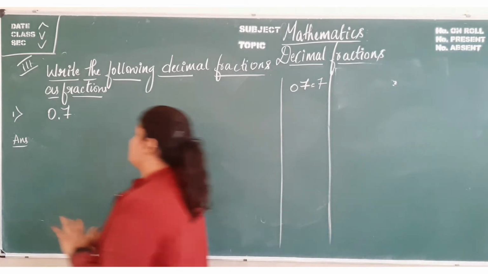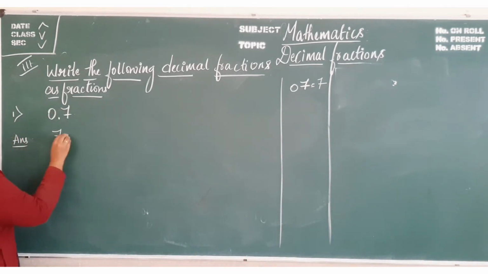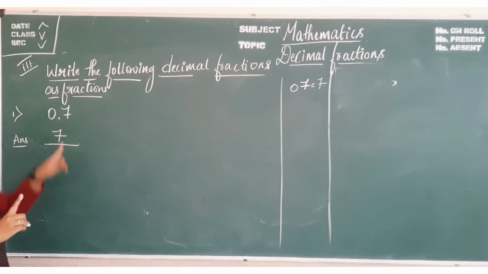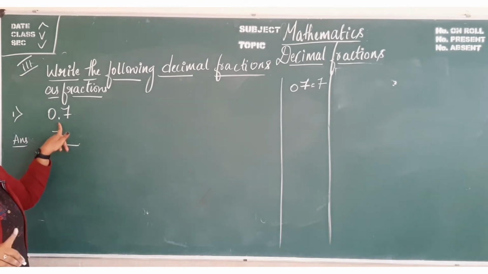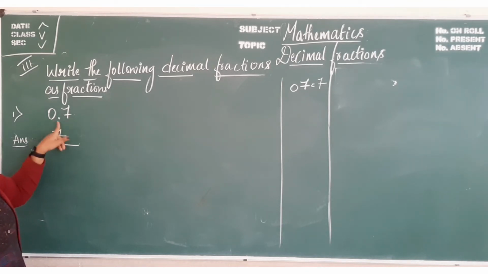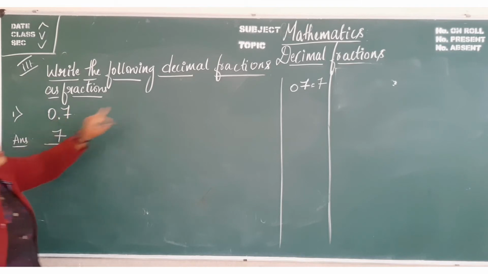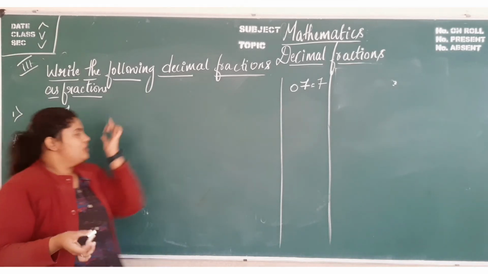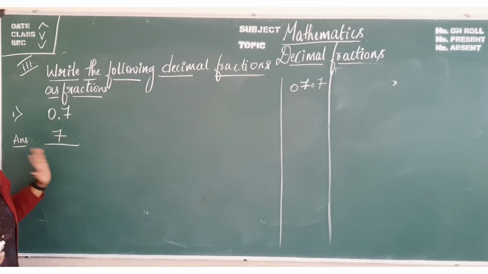So now we got numerator. I'll write directly. What we should do? We should write the given number without decimal point. So that number will be your numerator. So I wrote this number without decimal point. So 07 is nothing but 7. So now 7 is your numerator.